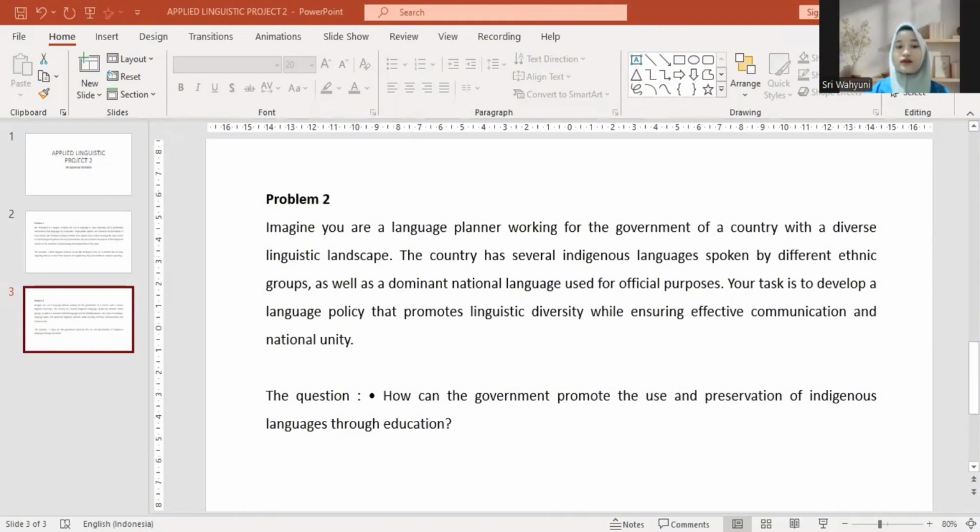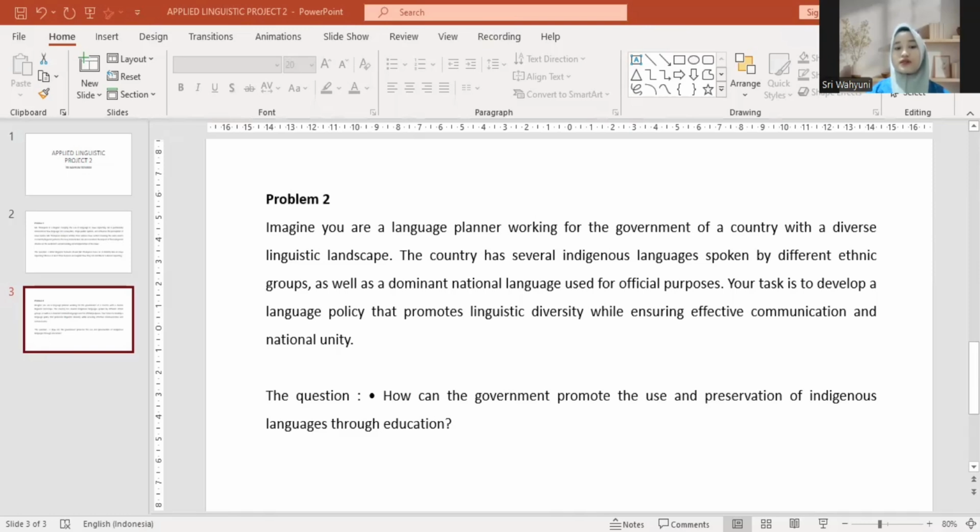The third is task-based language learning. Implementing task-based language learning or TBLL approach can enhance the effectiveness of indigenous language education. This method encourages students to engage in meaningful communication through real-life tasks, such as storytelling, community projects, or cultural events. By using the language in practical context, students can develop their linguistic skills while also fostering a sense of community and cultural pride. The fourth is bilingual education models.